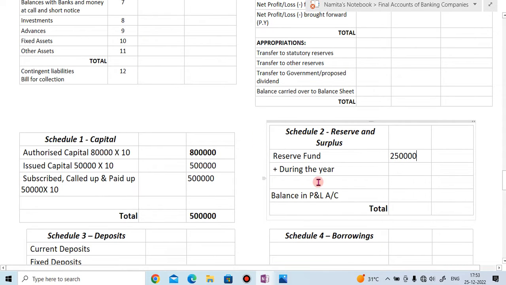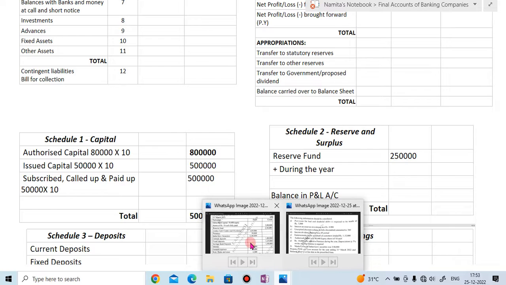Why are we writing 2,50,000 in the inner column? Because if there are any reserves during the year, we have to add them. Compulsory out of the net profit earned by the bank, 20% is to be transferred to the reserve fund. That's why we are writing the opening balance, that is 2,50,000, in the inner column, and we will add during the year reserves while closing the profit and loss account.